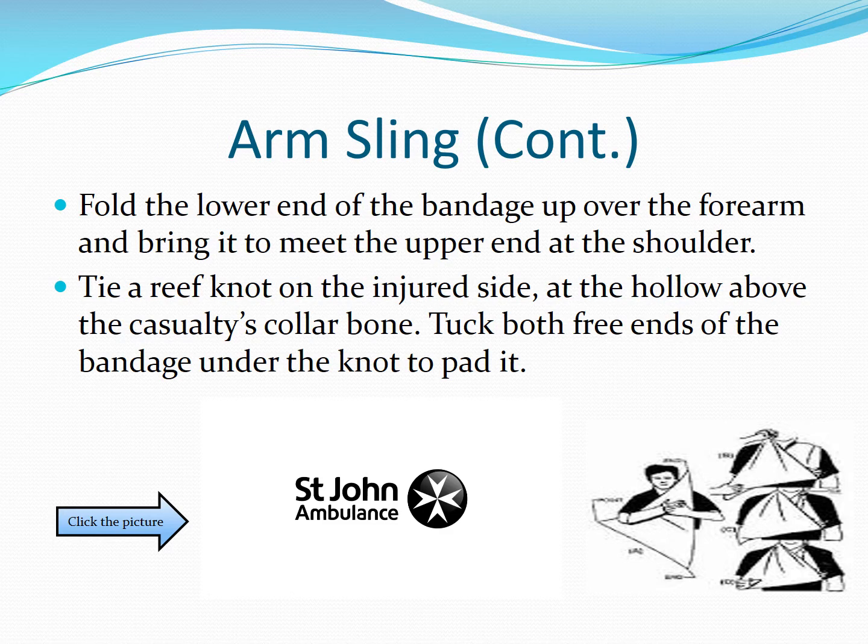Fold the lower end of the bandage up over the forearm and bring it to meet the upper end at the shoulder. Tie a reef knot on the injured side at the hollow above the casualty's collarbone. Tuck both free ends of the bandage under the knot to pad it.